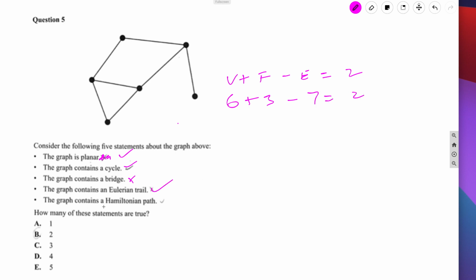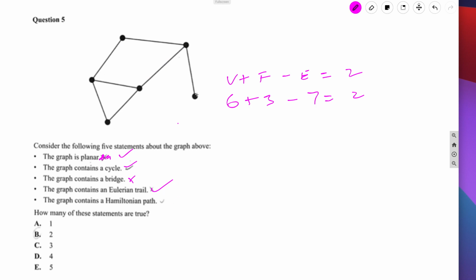And then the graph contains a Hamiltonian path. So Hamiltonian means that you visit every single vertex, but you don't necessarily use every single edge. So like this, like that. So that is possible as well. So there we go. And so therefore, that is also true. And then how many of these statements, oh wait, no, I got that wrong.